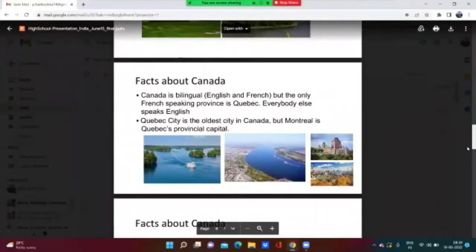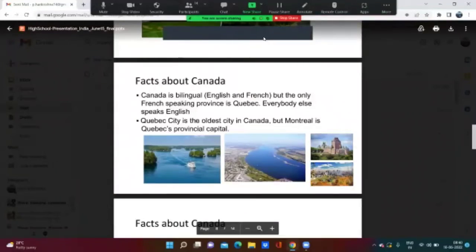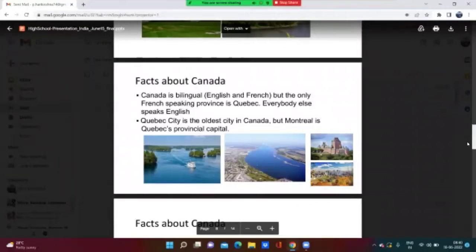Okay. Canada is bilingual, English and French, but the only French-speaking province is Quebec. Everybody else speaks English. Quebec City is the oldest city in Canada. Montreal is Quebec's provincial capital. Every province has a capital. For British Columbia, where I am, it is Victoria on Vancouver Island. But for Quebec, it is Montreal. Next slide.